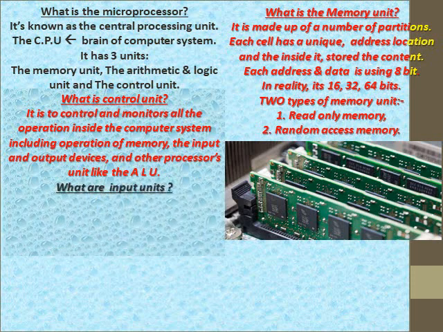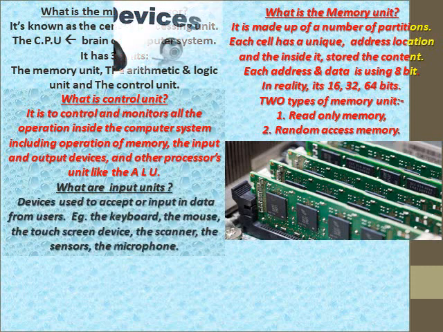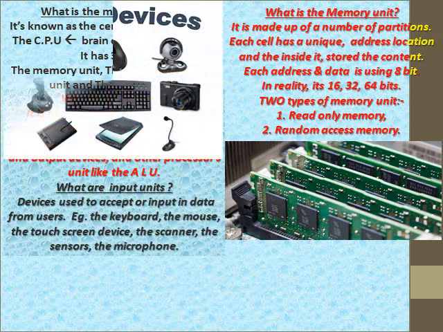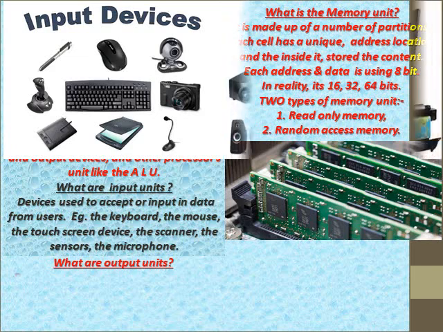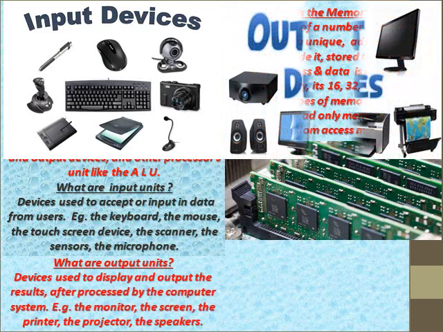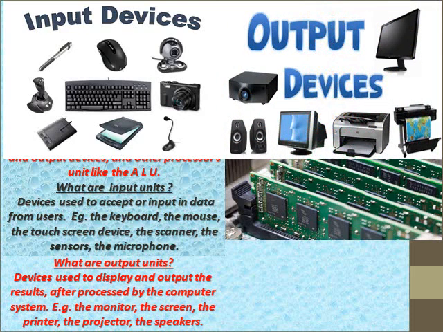What are the input units? The input units are those devices used to accept or input data from users. These devices are like the keyboard, the mouse, the touchscreen device, the scanner, the sensors, the microphone, and so on. What are the output units? The output units are all devices used to display and output the results after being processed by the computer system. Among examples of output units are the monitor, the screen, the printer, the projector, the speakers, and so on.